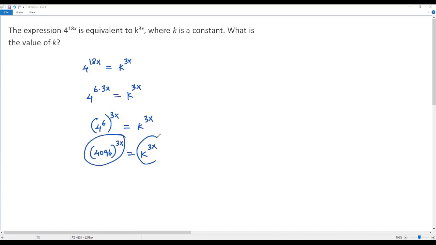Now, two powers are equal with the same exponent 3x. Whenever two powers are equal with the same exponent, we can equate the bases. When I do so, I am getting 4096 equals k. Here I got the value of k, that is 4096.